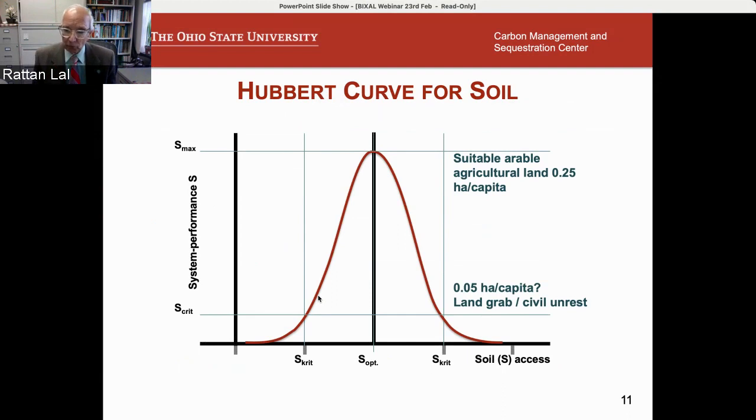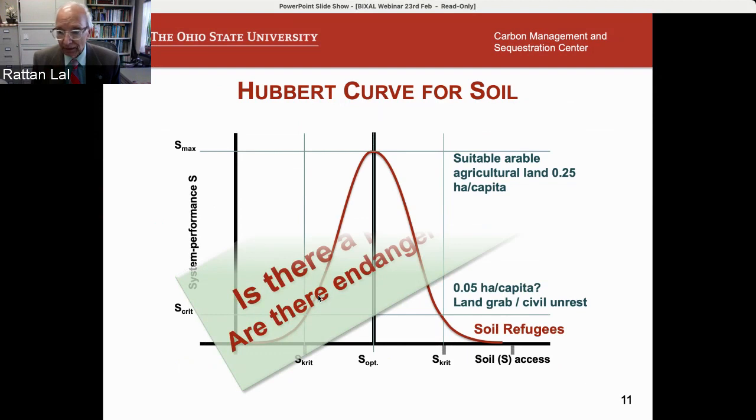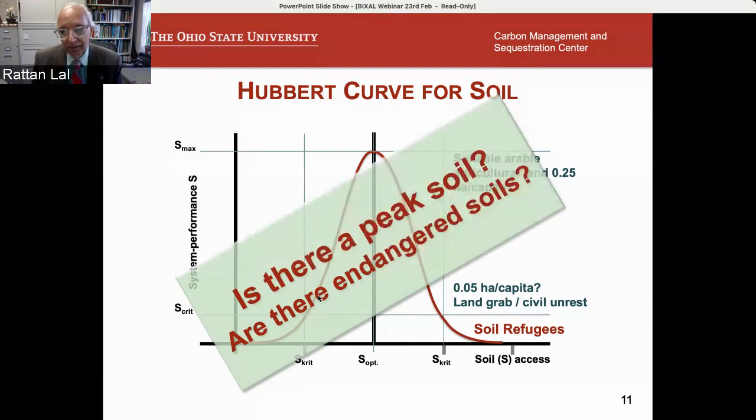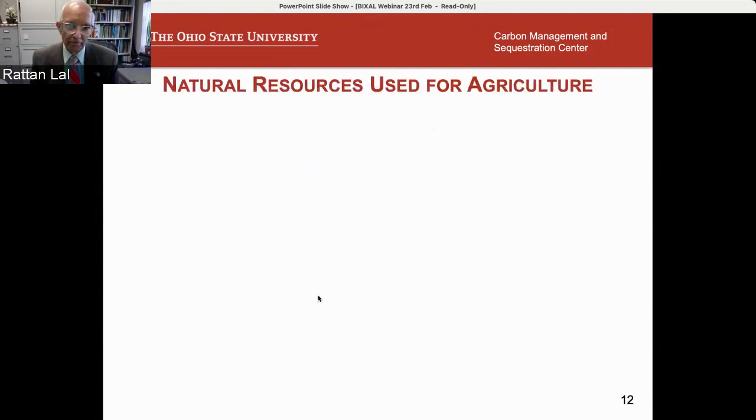And this has promoted this serious problem, land grab. You understand what that means. And soil refugees, climate refugees. So indeed, there's a peak soil, there's an endangered soil. We do have extinct soil. It's not only plants and animals that are endangered and peak and extinct. We also have the soil the same way.